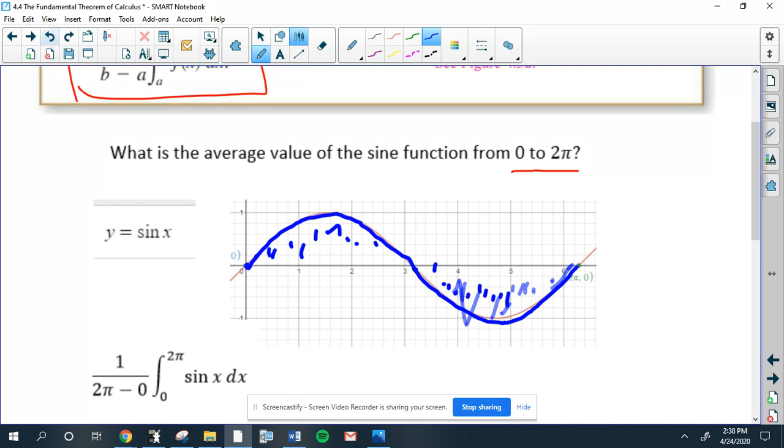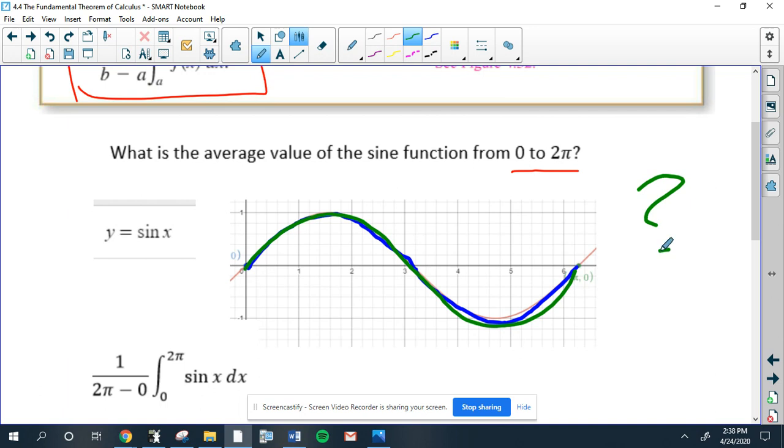Let's see what we get. But before we see what we get, I want you to, and this is serious, think about it. Think to yourself now, what is the average value of the sine function from here to here? Okay, now yell out your answer so I can hear it. Oh, good. I heard some good answers there.